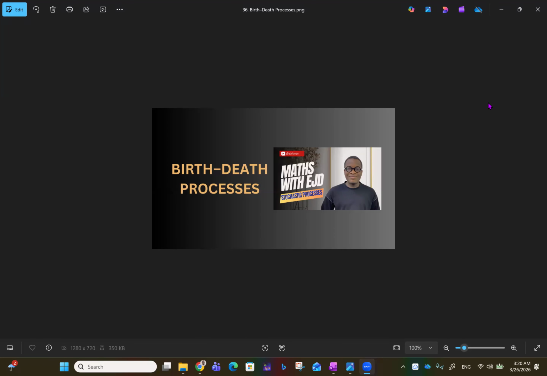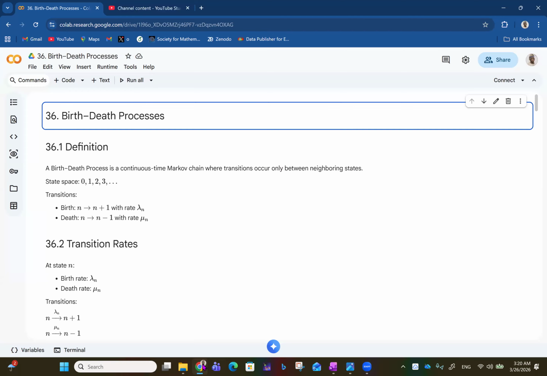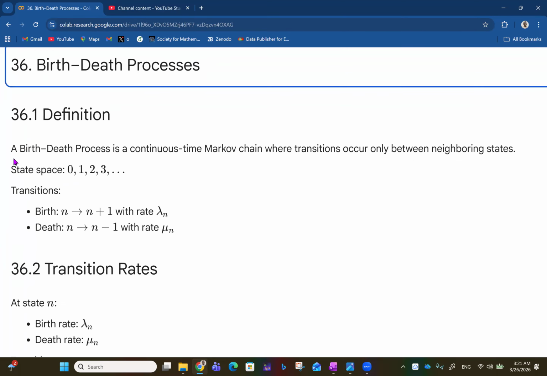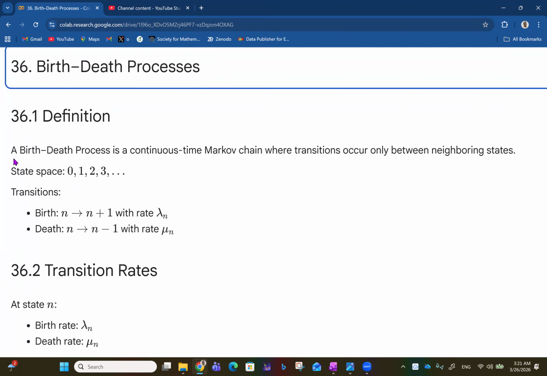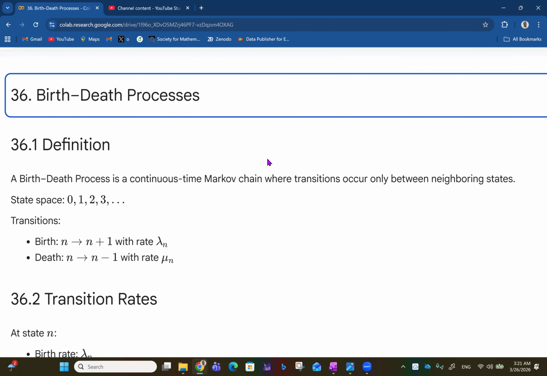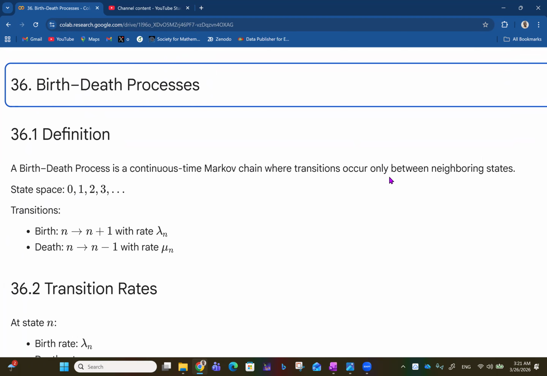So we continue with the continuous time Markov chains by looking at the birth-death processes. By definition, a birth-death process is a continuous time Markov chain where transitions occur only between neighboring states. For instance, if you have the state space 0, 1, 2, 3, a birth is a move from n to n plus 1, a step ahead with rate lambda n, whereas a death is a step backwards, from n to n minus 1, with rate mu n.